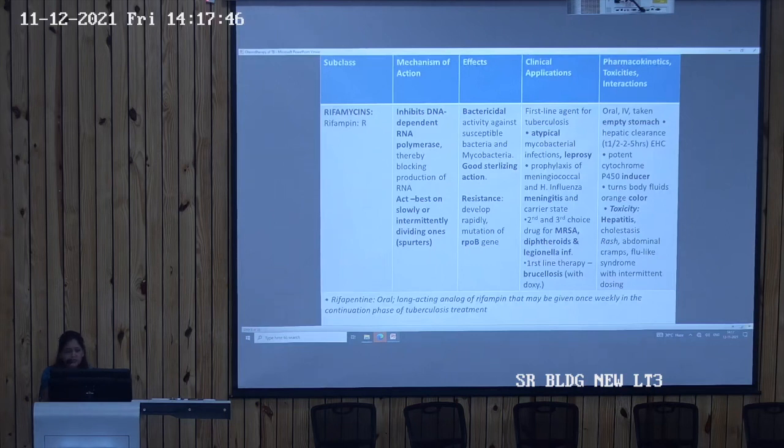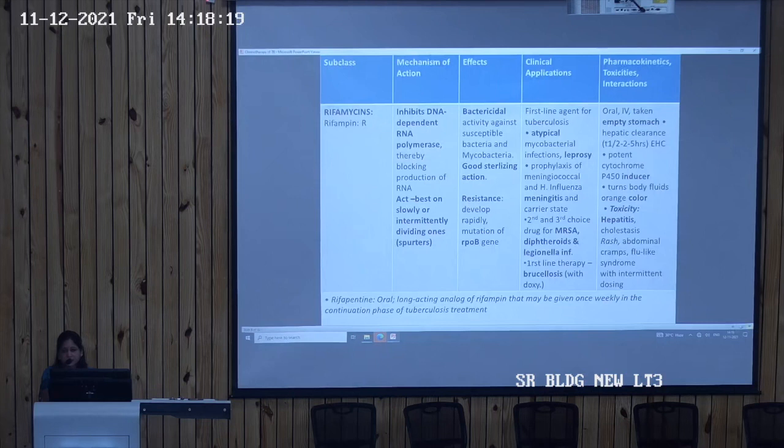So it is used in atypical mycobacterial infection, leprosy, prophylaxis of meningococcal or H. influenzae meningitis and carrier state of these diseases, and as second and third choice in multi-drug resistance or methicillin-resistant Staph aureus infection, diphtheroids and Legionella infection, and as a first line therapy in brucellosis with doxycycline. So these are all the uses and clinical applications of rifampicin.